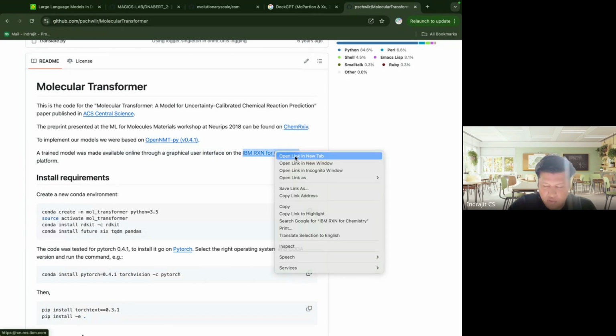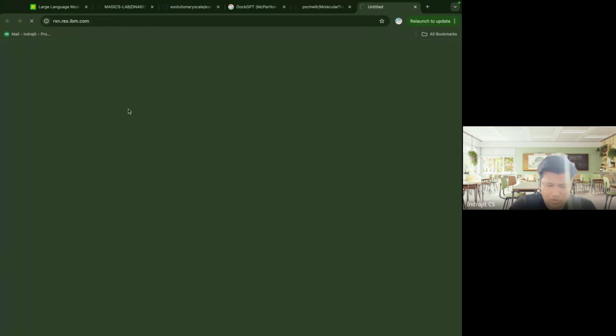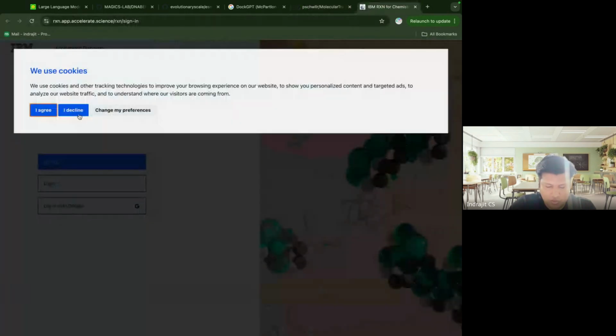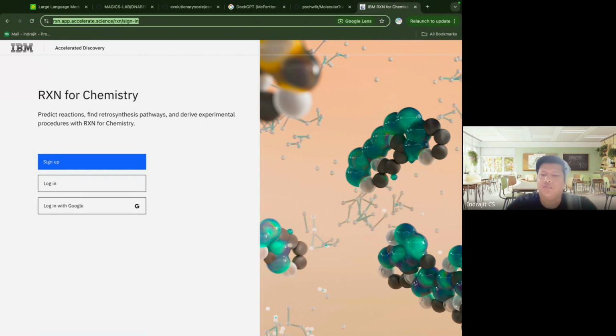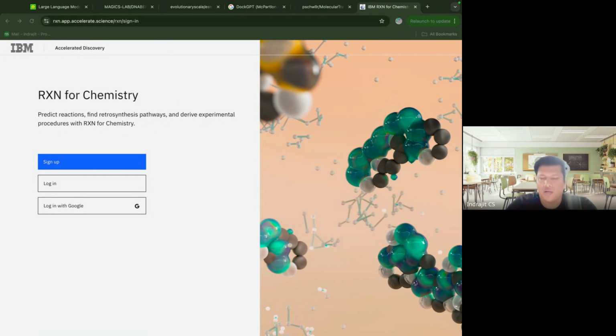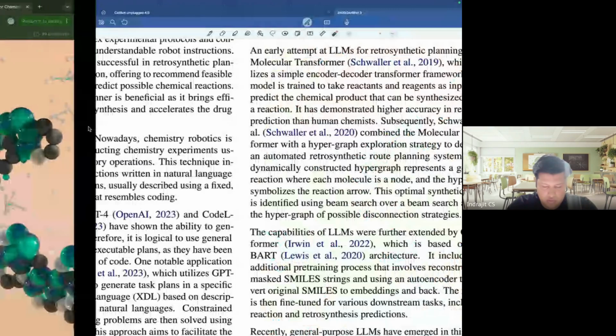So if you wanted to explore this IBM-hosted model, which is RXN for Chemistry, you can predict reactions, find retrosynthesis pathways, and derive experimental procedures with RXN for Chemistry. So I'm going to share this link, but not going to go ahead with this for now. Okay.